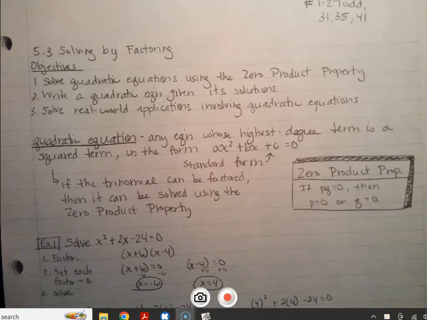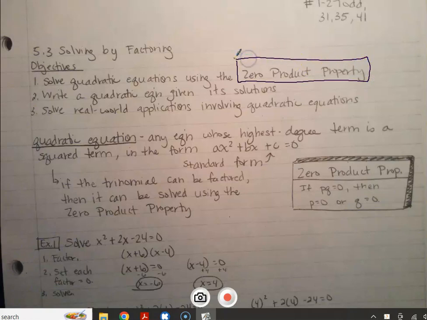All right, today for Algebra 2 we have Chapter 5.3 and we're solving by factoring. To get us started, we've got 3 objectives today. The first one, we're going to solve quadratic equations using the zero product property. It's going to become our new best friend.